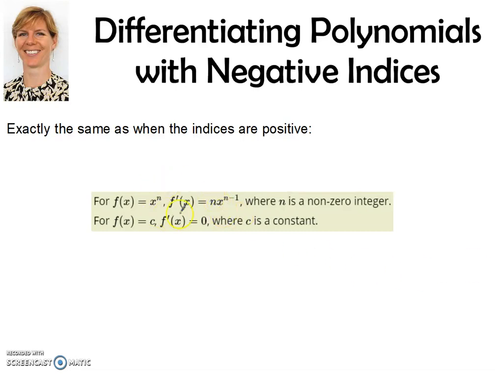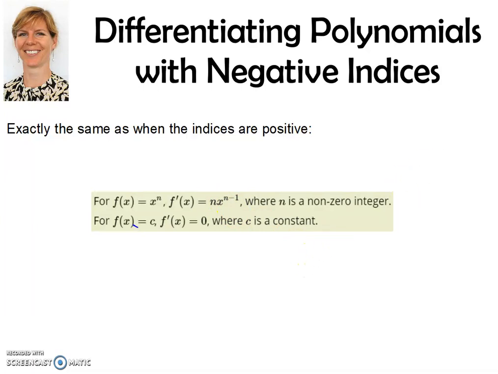So remember we had this generalization which said if we've got x to the power of n, then to differentiate, to get f prime x, you just bring the power down in front, multiply it by a coefficient if there is one, and reduce the power by 1, where n is obviously a non-zero integer. And the same thing applies for constants, where if you have a constant, then the derivative of that is just 0. Okay, so exactly the same thing applies.